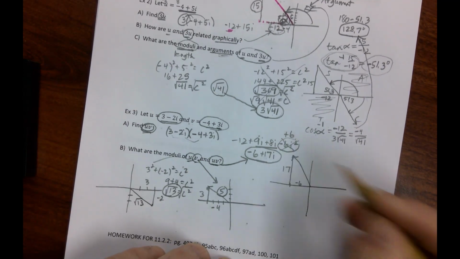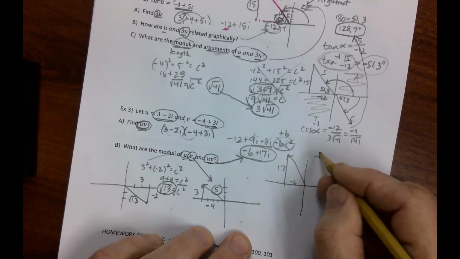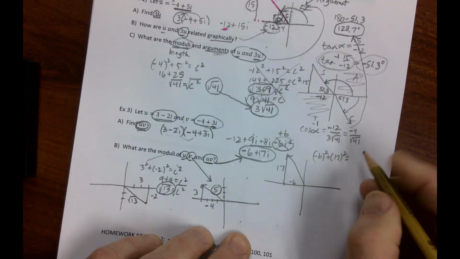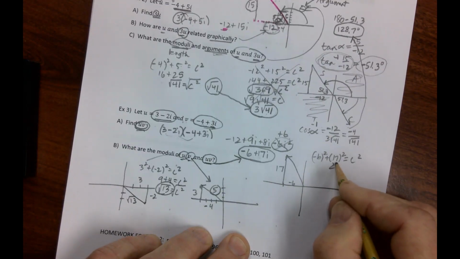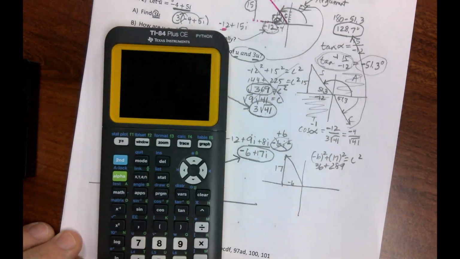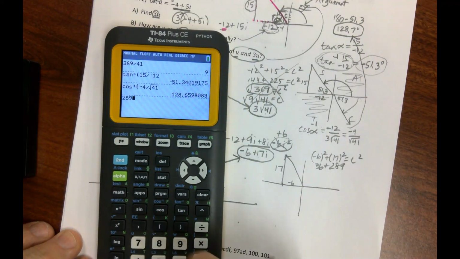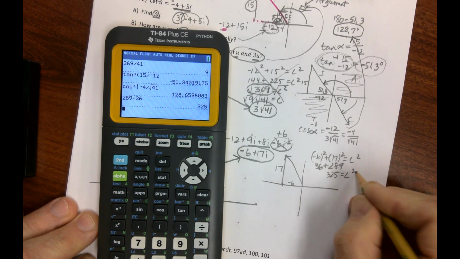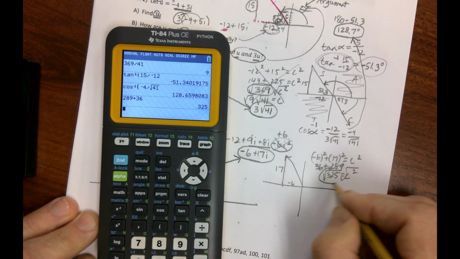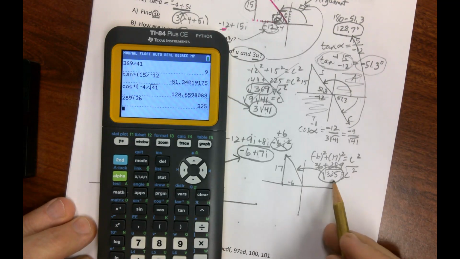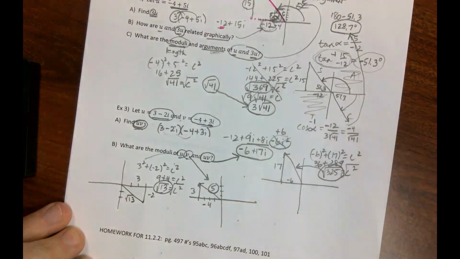Stops right here. So a squared plus b squared equals c squared. 289 plus 36. I don't want to screw that up. 289 plus 36. 325. So 325 equals c squared. Take the square root, and there it is. That's the length of the spinner, hypotenuse, radius, modulus. So those are all the same thing.